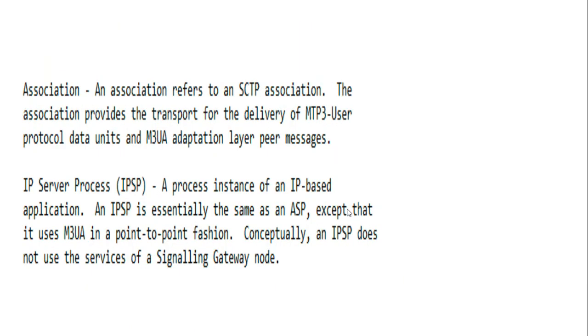And here is the association. Association refers to the SCTP association. So between the server and client, the SCTP connection is established. This is known as SCTP association. Then another term is IPSP. It is better to know all these terms because these will be coming repeatedly in SIGTRAN communication. IPSP is an IP-based application process, and IPSP is essentially the same as ASP except that it uses M3UA in a point-to-point fashion. So when M3UA is connected back to back, I mean two servers are connected back to back, there it is called an IP server process, IPSP.